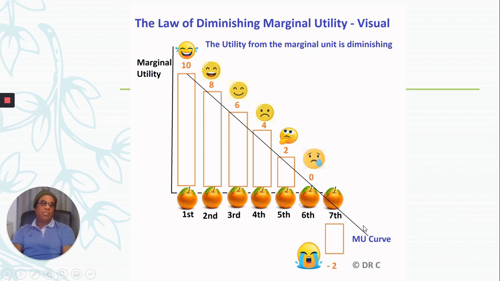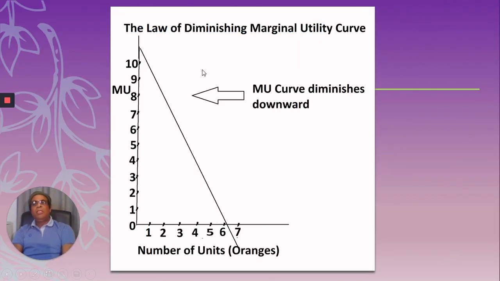After the 0, it becomes negative. So this is negative. So this is a textbook way of presenting the graph. Here we use the marginal utility, and here is the number of units. In our example, it is oranges. So the marginal utility, the additional level of satisfaction, comes down.